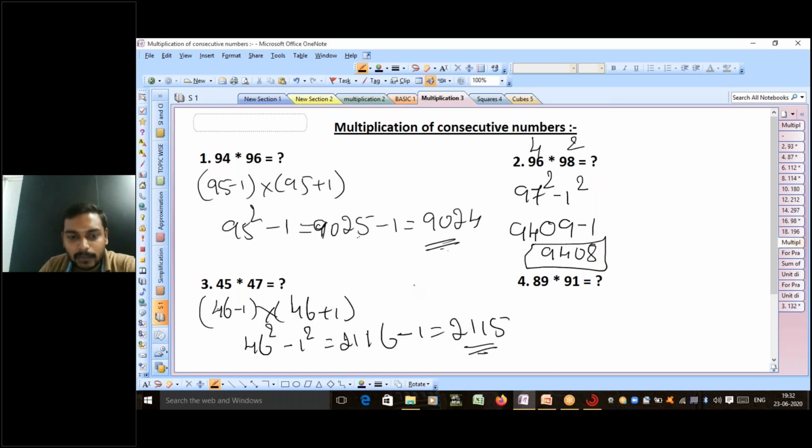So the answer is 2115. Here we have a number 89 multiplied with 91. It can be taken as 90 square minus 1. 90 square is nothing but 8100, minus 1. It's nothing but 8099.